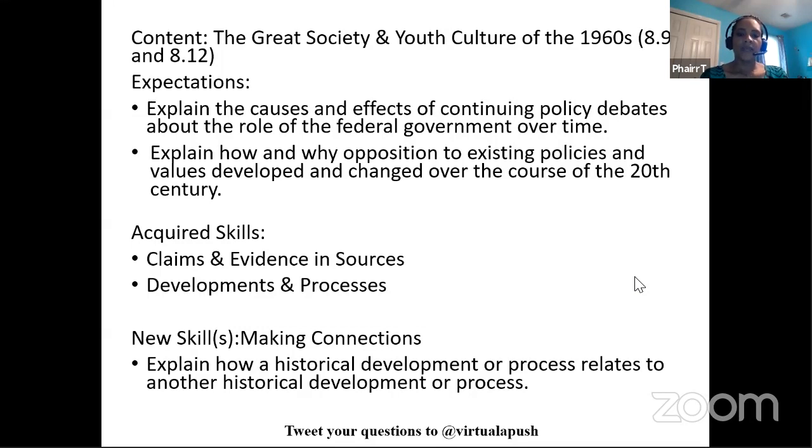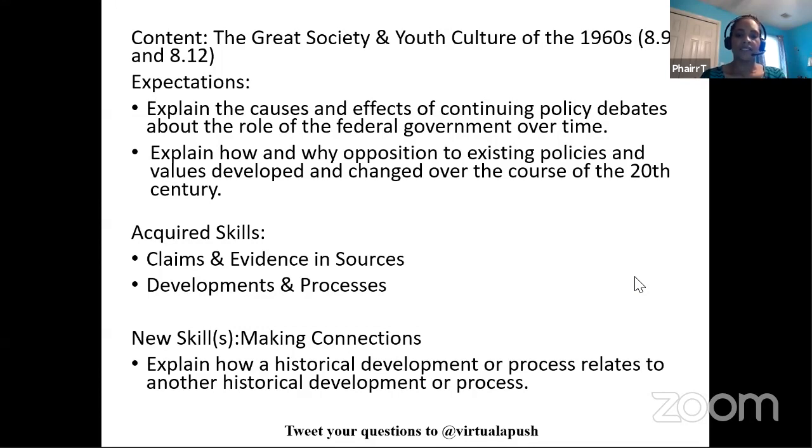You're also going to explain how and why opposition to existing policies and values developed and changed over the course of the 20th century. Some acquired skills, things that you guys have already been working on, looking at claims and evidences and sources. That's based off how you answer the questions, kind of looking at the evidence, kind of making a claim. You just made a claim with the warm up as far as trying to figure out the main idea and what the point the author was arguing.